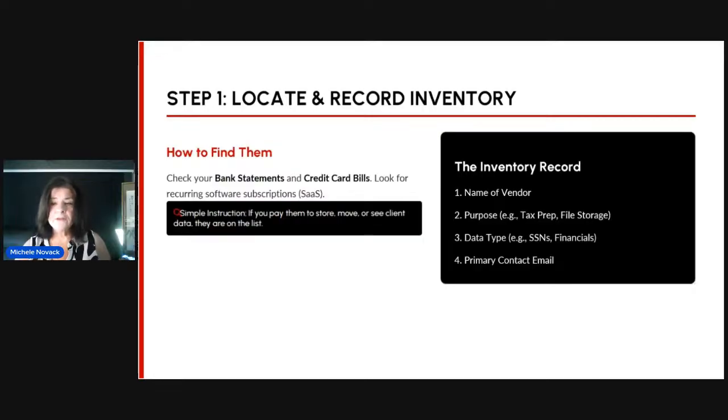If an employee uses a free web-based utility to compress a client's tax return or convert it to a PDF, that client's non-public personal information, now NPI, has just been uploaded to an unverified third-party server. That's very important. So if you take anything away from what I just said, it's very important to understand that.